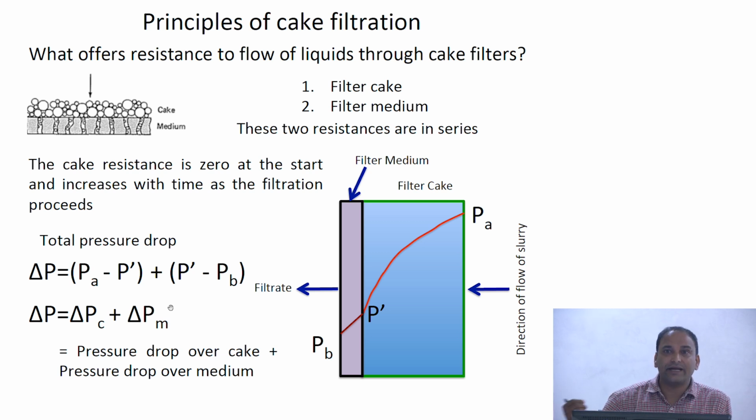However, if there is blinding, or if there is a higher pressure difference across the medium, even delta Pm could change. However, delta Pc would always be there, and it could increase during the course of filtration depending upon how much filter cake is deposited on the filter medium. So we'll think a little bit about some of these things and then try and develop a working equation for them in the next class.